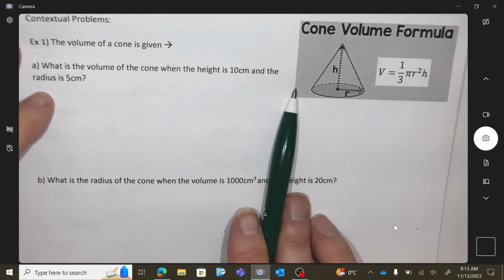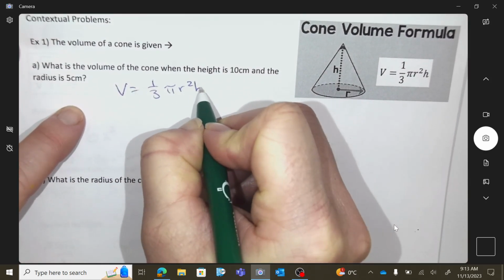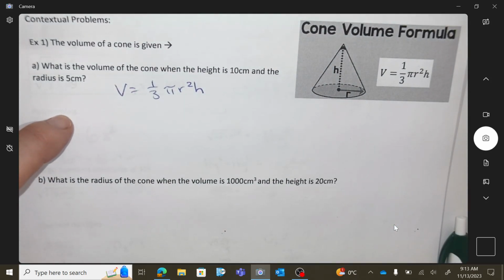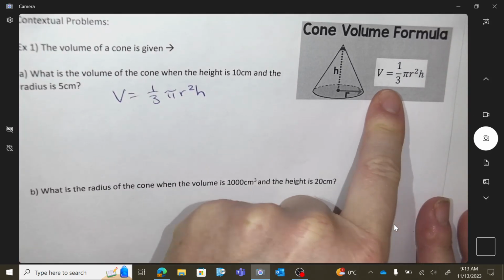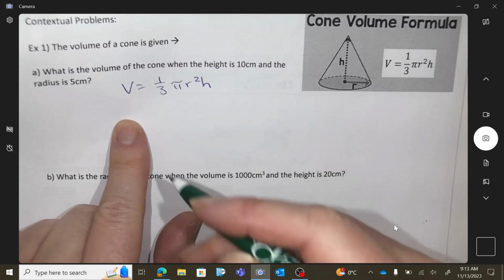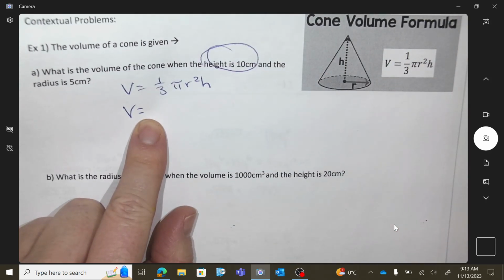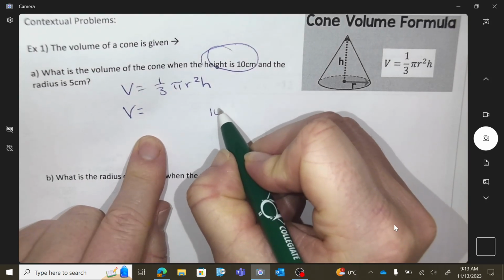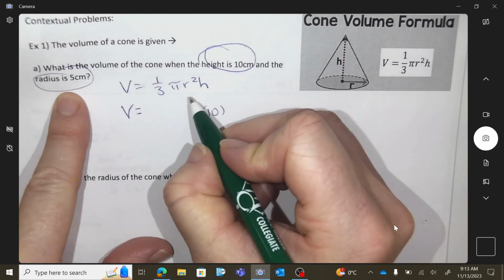Okay, so here's a cone. Here's the formula for a cone volume. So I would give you a formula, and then it says, what is the volume of the cone? So I'm going to keep V in there. What is the volume when the height is 10 centimeters and the radius is 5 centimeters?